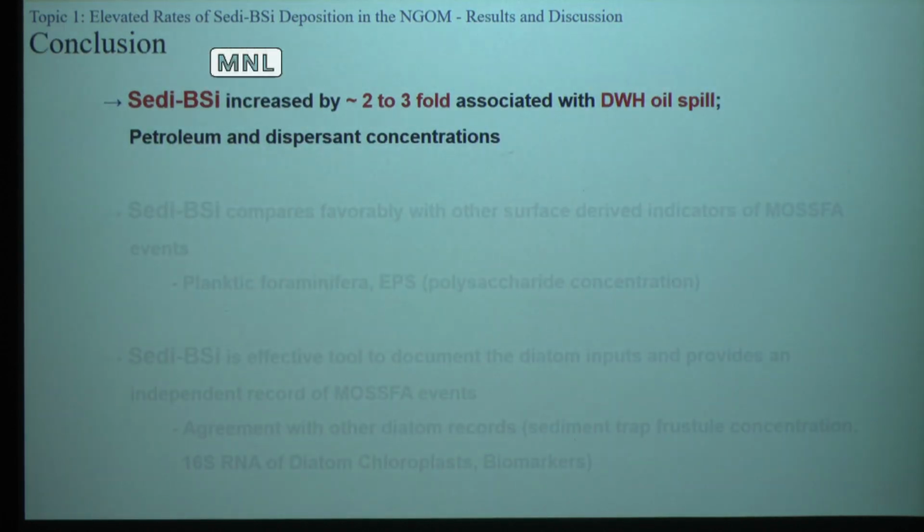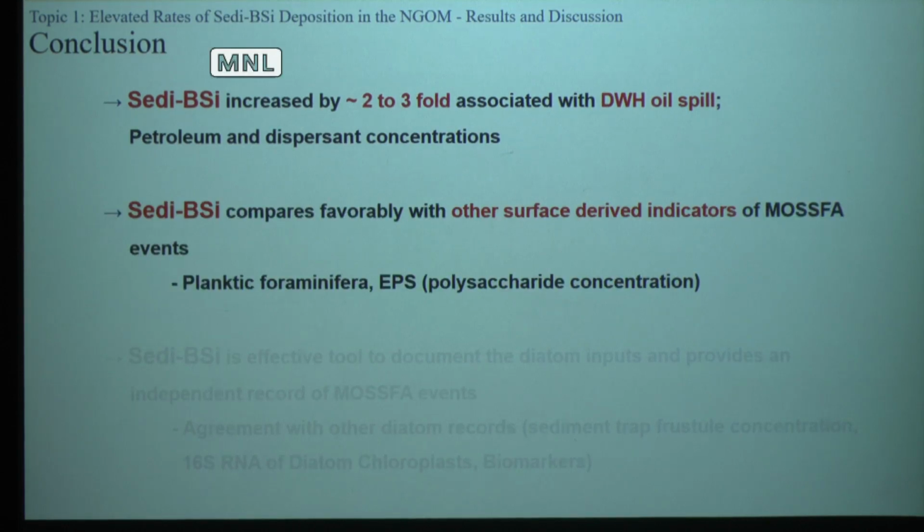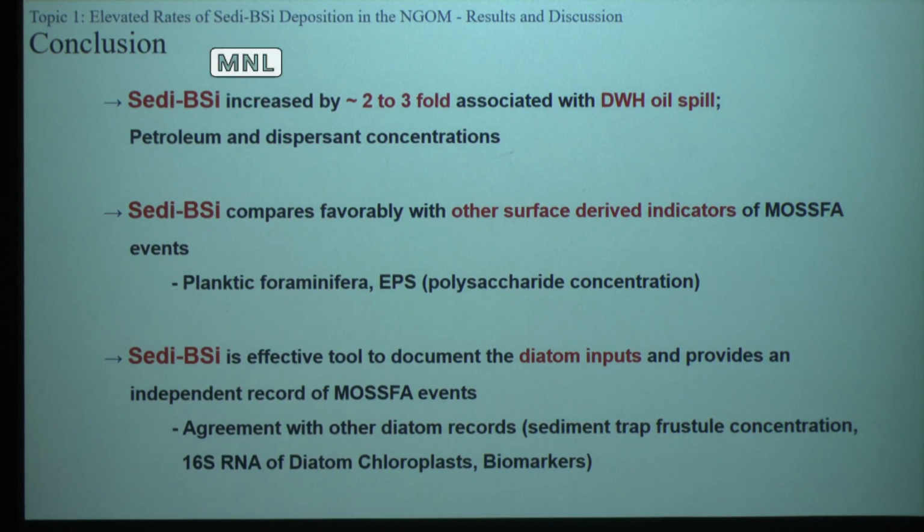So this is the conclusion of topic 1. Sedimentary biogenic silica increases by 2 to 3-fold associated with the Deepwater Horizon oil spill, and it compares favorably with the other surface-derived indicators of the MOSFET event. And sedimentary biogenic silica is an effective tool to document the diatom inputs and provide an independent record of the MOSFET event.